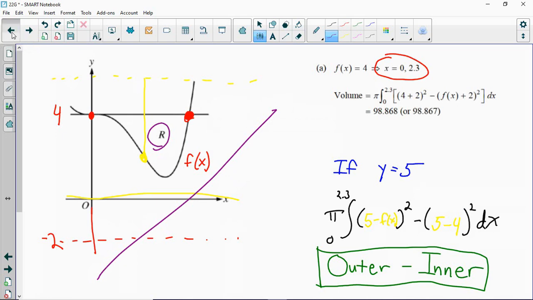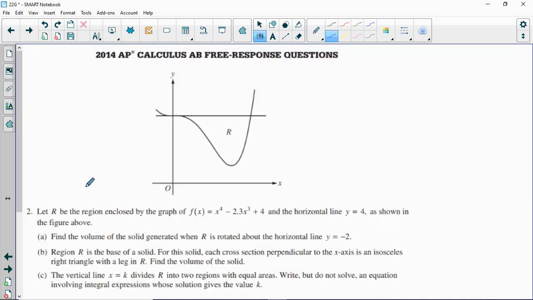The second point that I wanted to hit with this question is about volumes that are actually not volumes of revolution, but volumes that still have us adding up a whole bunch of essentially area slices in order to accumulate an overall volume, and that's what we see here with part B. So in part B, our region R is the base of a solid with cross sections perpendicular to the x-axis, each being an isosceles right triangle.